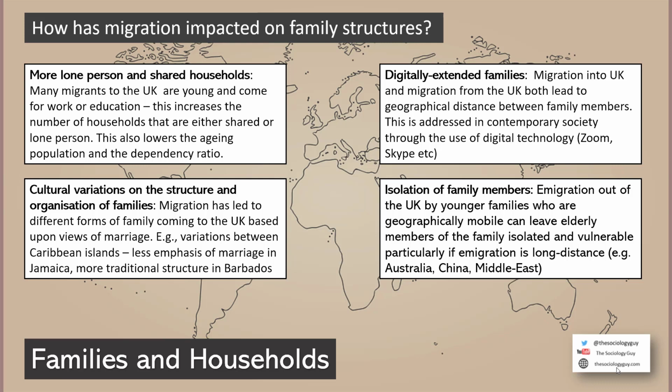This increases the number of households that are either shared or a lone person household, and it lowers the ageing population and the dependency ratio. In the UK, we do have an ageing population, and one of the things that counters our ageing population is increased migration, particularly of people who are in the career stages of their life, or learning or doing their education. That brings the ageing population down slightly.